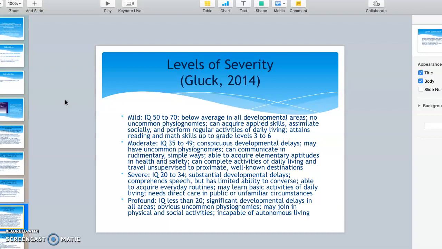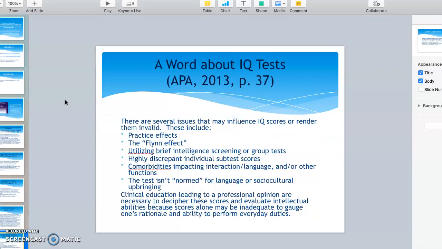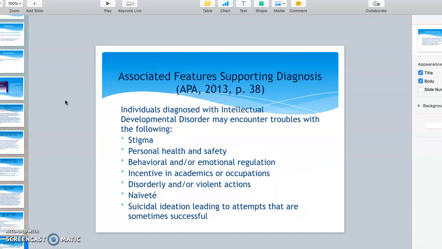And like a lot of disorders, there's levels of severity with IDD. In order to determine the level of severity, an IQ test is used. So this slide talks about the problems of using an IQ test. And this slide describes realistic problems a person with IDD may struggle with.